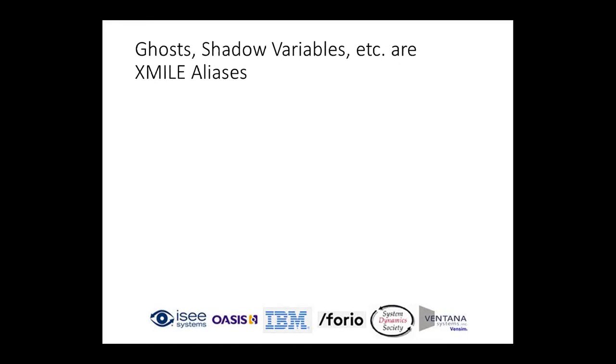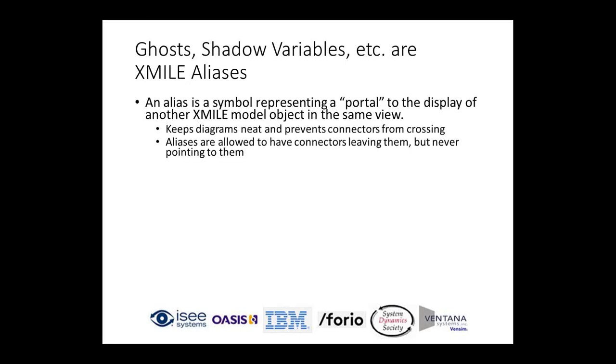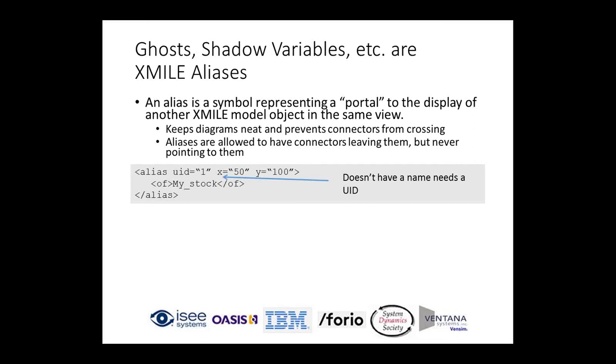So let's talk now about ghosts or shadow variables and how they link to the concept of an XMILE alias. An alias is a symbol representing a portal, kind of like a wormhole, to display of another XMILE model object in the same view. So think of a stock and flow diagram, which is getting kind of complicated. You have connectors all over the place crossing each other. What you can do is create an alias, or ghost in iThink speak, shadow variable in Vensim speak, put it on the other side of the diagram, and you can have connectors that leave the alias, but you can't have connectors enter the alias.